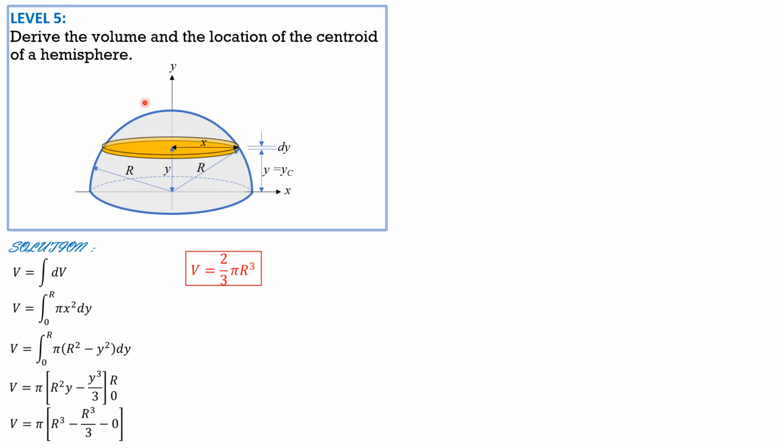For the whole sphere, we multiply by 2, so 4/3 pi R cubed, or in terms of the diameter, pi over 6 diameter cubed. So that's it for that volume.